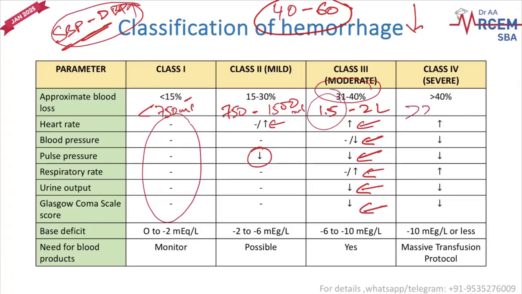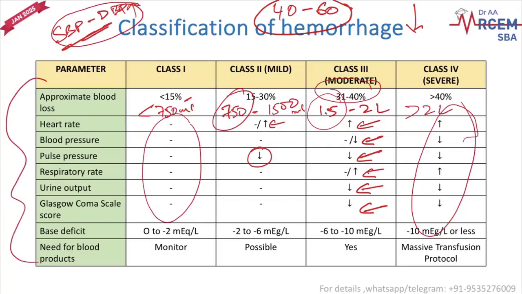If there is more than 2 liters of blood loss, everything goes haphazard at that point. That's why a patient having tachycardia shouldn't be taken lightly. The blood pressure might be on the lower side, but if the patient has tachycardia, a minimum of 750 ml, minimum I'm talking about, he has lost.